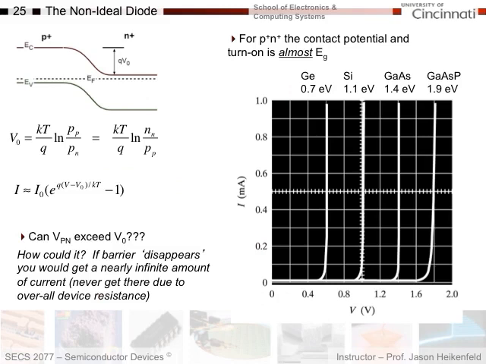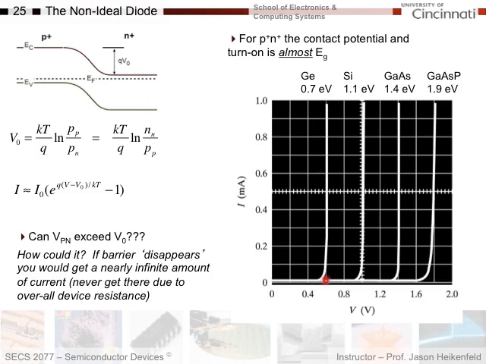So this was for P plus N, and it applies to N plus P, but let's just look at some nice examples here for P plus and N plus. You have a couple examples of a germanium, silicon, gallium arsenide, and gallium phosphide diode, and you see the current versus voltage plot. This is not a log scale, okay? So you can see it takes off exponentially, and it's about right at about 0.7 volts here it takes off.